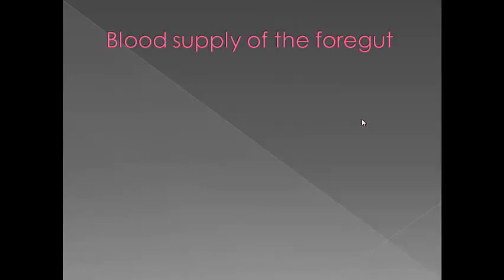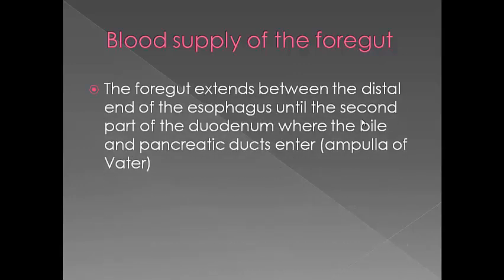So let's start with the blood supply of the foregut. The foregut is essentially the beginning of the GIT. For description purposes, we're going to say that it extends between the distal end of the esophagus. It does comprise higher parts, but we're not going to get into that today. Okay, so we're going to take it from the distal end of the esophagus until the second part of the duodenum where the bile and pancreatic ducts enter. So basically at the level of the ampulla of Vater or the major duodenal papilla, that's going to be the end of the foregut.